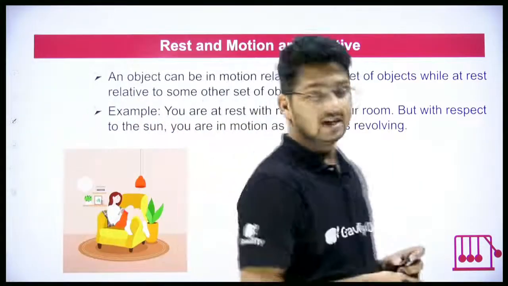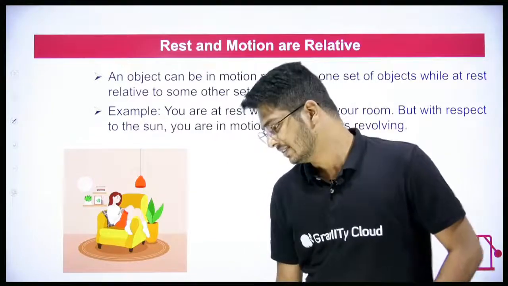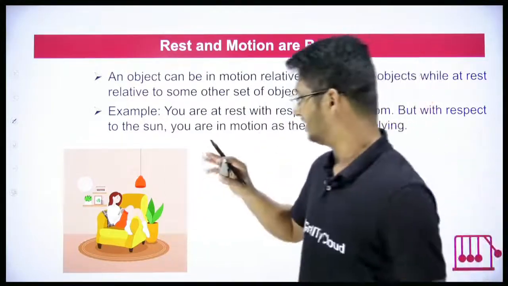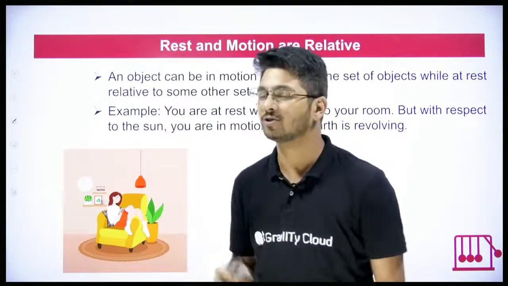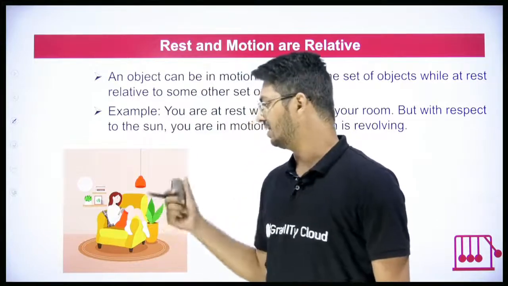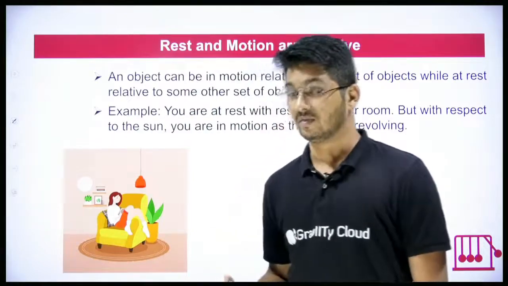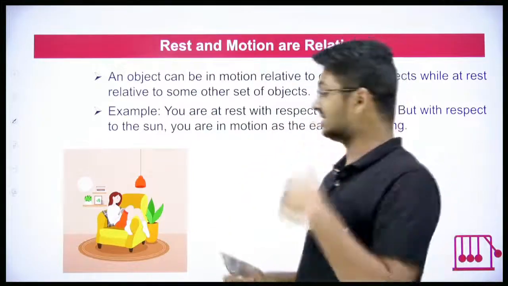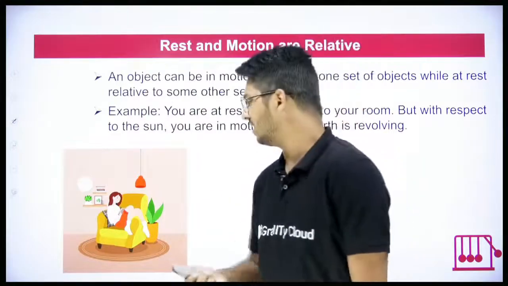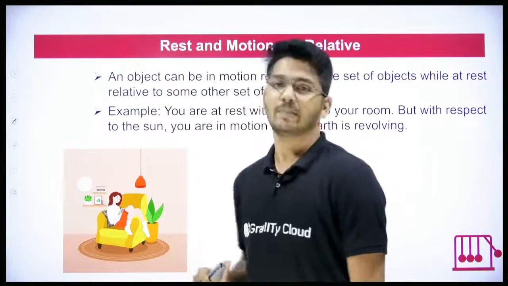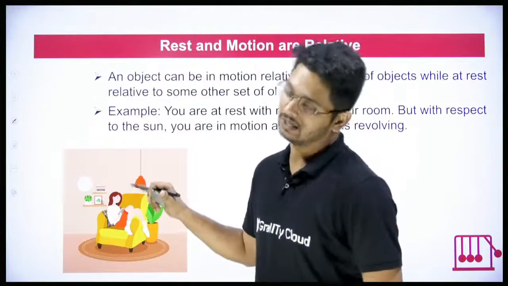Now, one of the simplest examples is this. Look at this girl here. This girl is happily sitting on a sofa. Now if you ask the sofa, is the girl at rest or is the girl moving? What will the sofa say? The sofa will say the girl is just sitting happily. She is just at rest. The sofa will say that the girl is at rest.